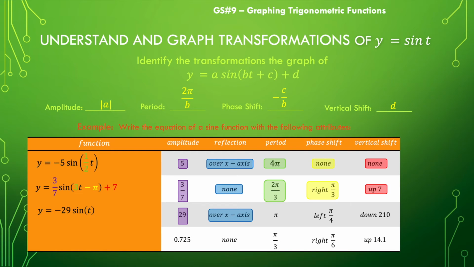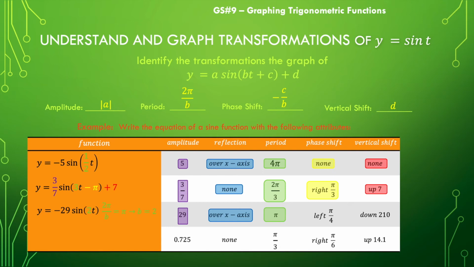Now we need a b value for our period. So we know that 2 pi over b will equal pi. Okay, 2 pi over b is equal to pi. Well, that means that b will have to equal 2. So we can go ahead and add the 2 in for our b value.